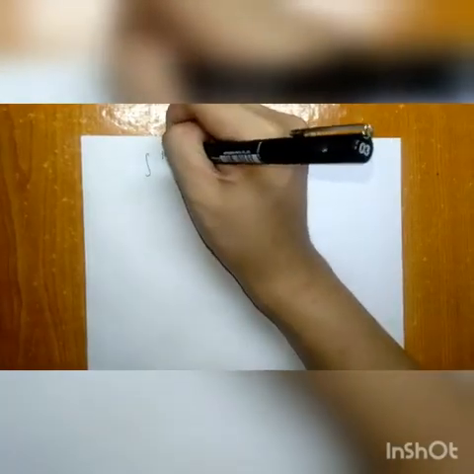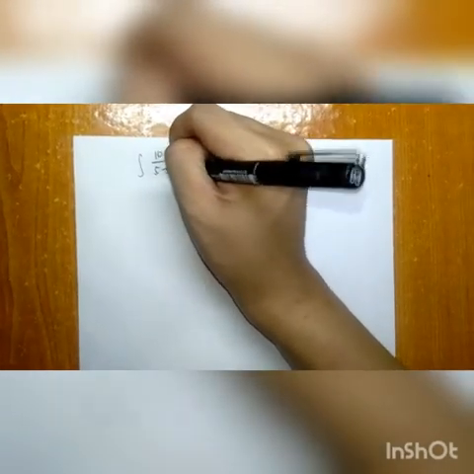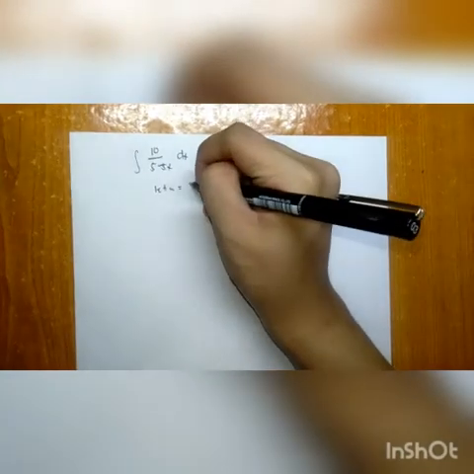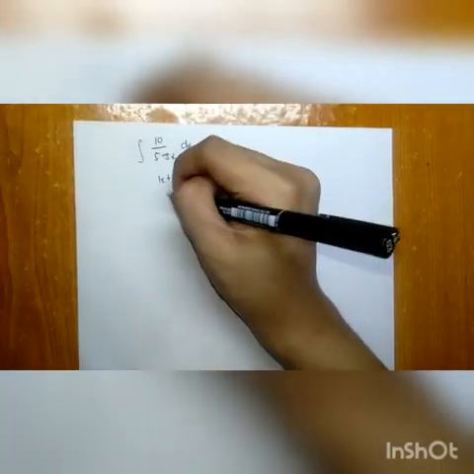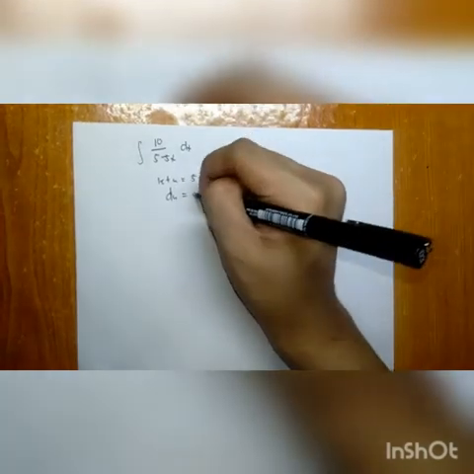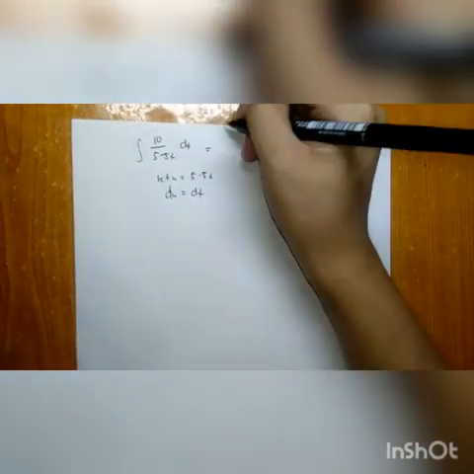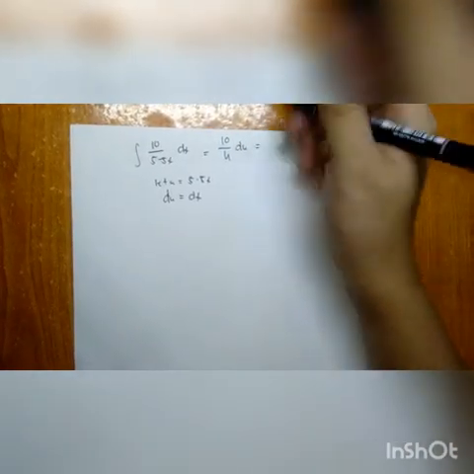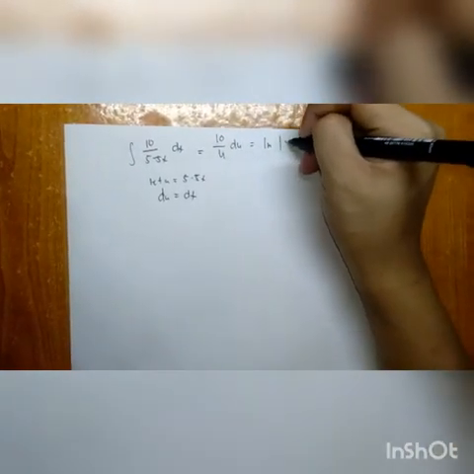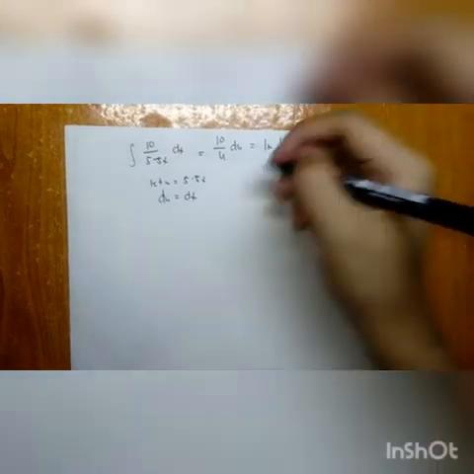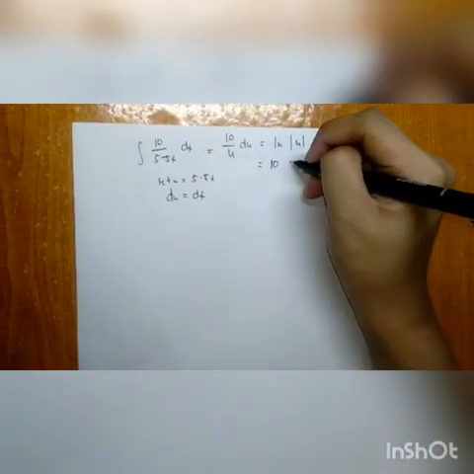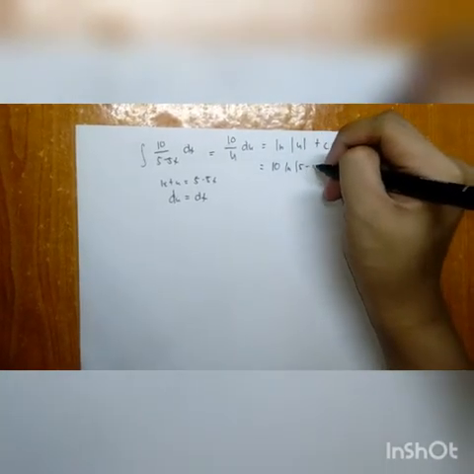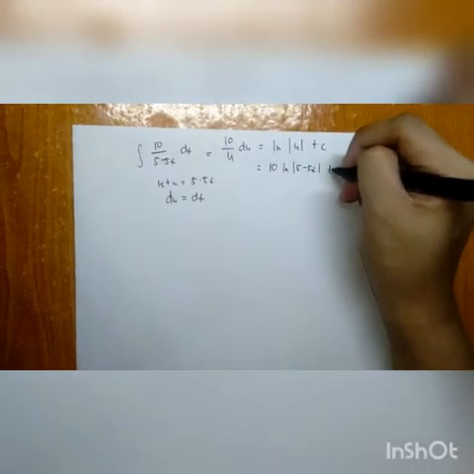Example number 2. The integral of 10 over 5 minus 5x dx. We will let u be equal to 5 minus 5x, and du equals dx. This is equal to the integral of 10 over u du, and ln of u plus c is equal to 10 ln of absolute value of 5 minus 5x plus c.